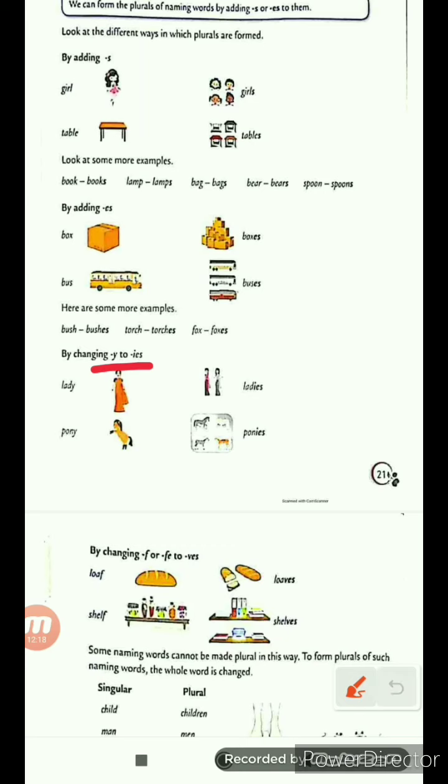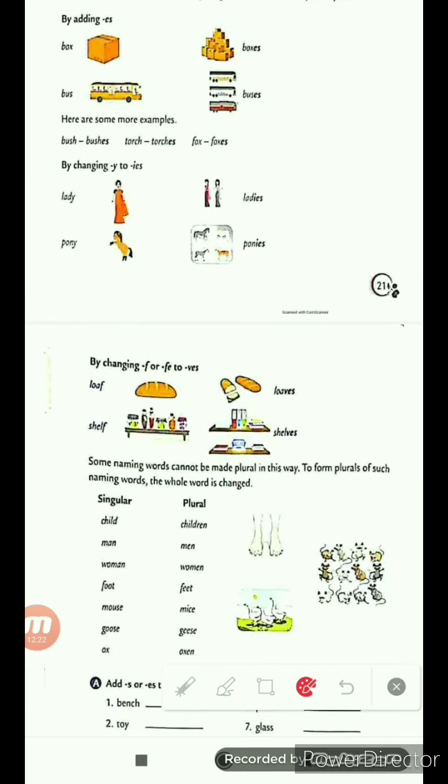And next what we are going to do, that is F or FE. If the last letter of the naming word is F or FE, to make it plural, we will write VES. So I think these are clear for the singular and plural. So here are some more words. Let us study. Okay.